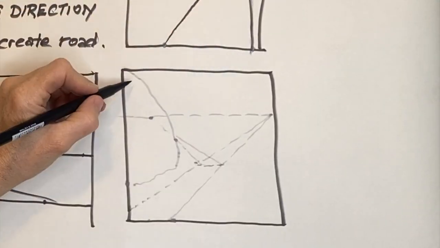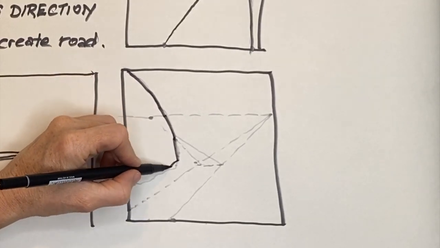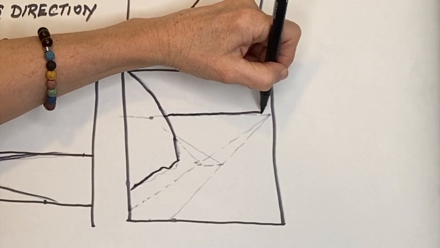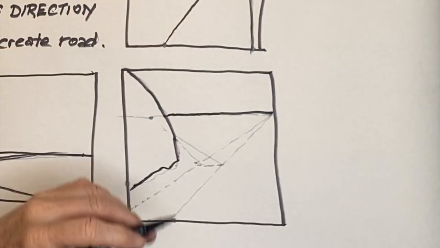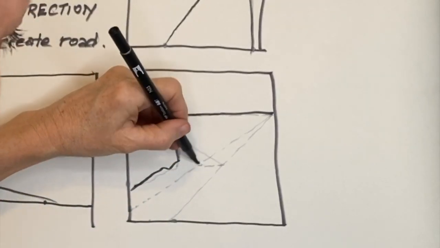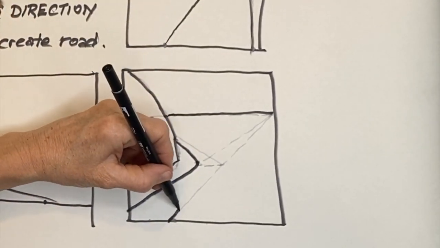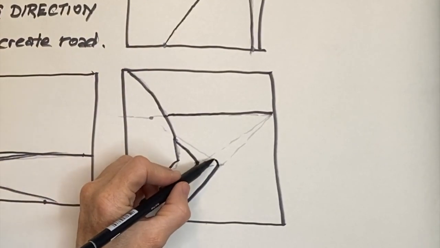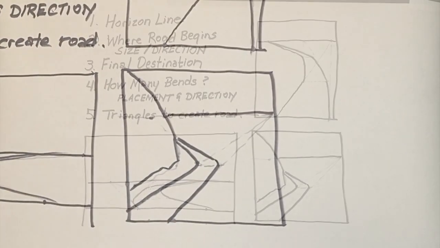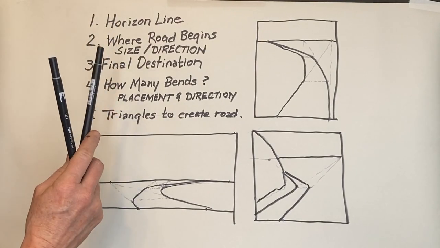So now let's go ahead. We'll do the big mountain. There's a rock. All right, now we've got our horizon line. That's why I dotted the horizon line in, because I wanted to let the rock be in the way of it. And so now we've got a road that went around a mountain. Basically, okay? So you can do anything you want if you use these rules.